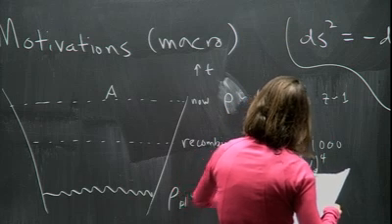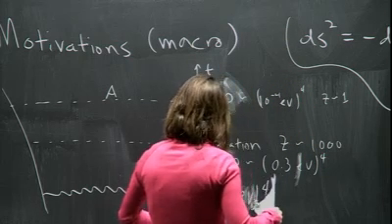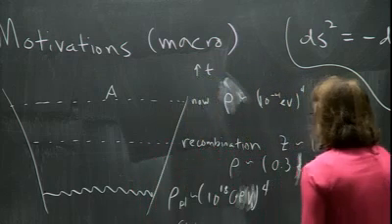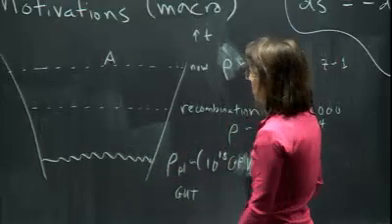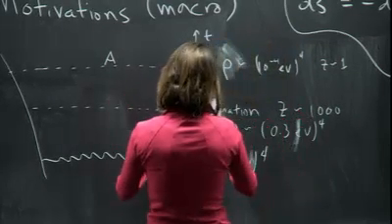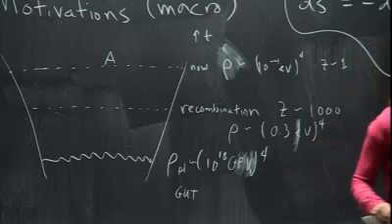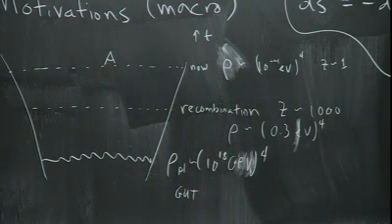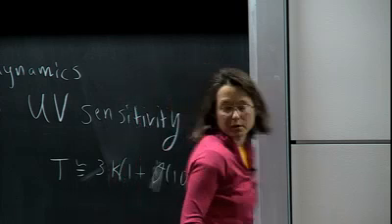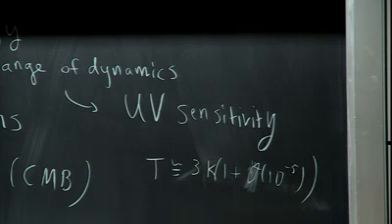Excuse my writing. Or the GUT scale, or whatever you like, among the high scales that one imagines in nature. And you ask the following question. It's known that the microwave background radiation that is detected on Earth with telescopes is approximately 3 degrees Kelvin plus order 10 to the minus 5 fluctuations that we'll be very interested in.